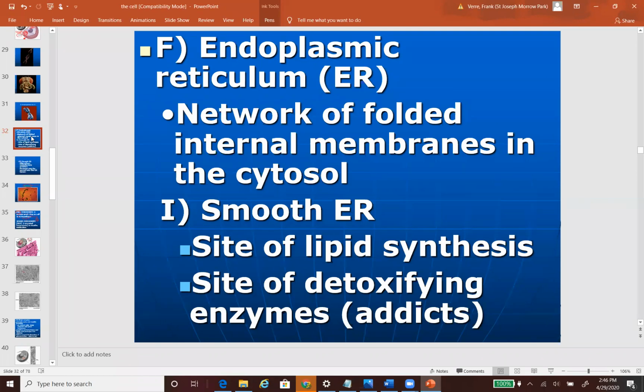So it doesn't make protein. It actually makes things called fats. And it's also involved in breaking down. That's what this term means, detoxifying. So detoxifying means to break down things that are toxic or poisonous.